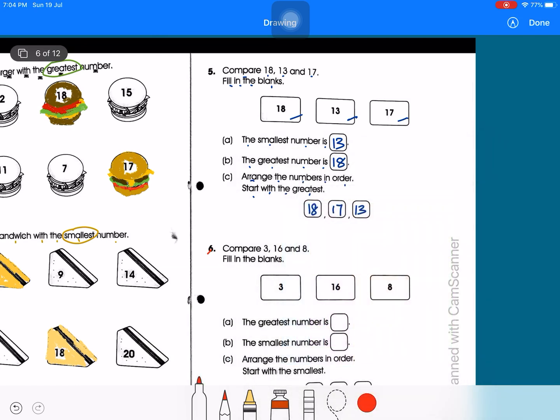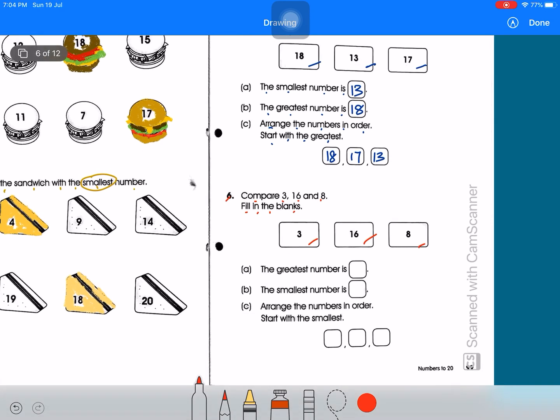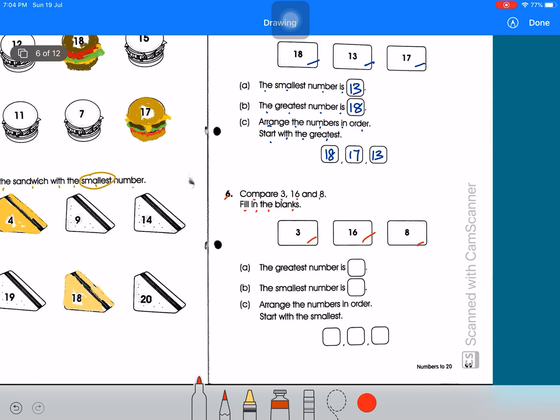So exercise number 6, compare 3, 16, and 8. Fill in the blank. So we got number 3, 16, and number 8 given here. A, the greatest number is, greatest means biggest. So biggest is 16, no? The smallest number is, smallest is 3.